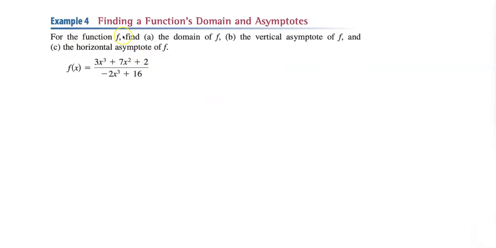Okay, so next one, find the function's domain, vertical asymptote, and horizontal asymptote. So we have this one. We're just going to do this real quick. The domain I'm going to do last, because I have to find the horizontal first. So let's find the horizontal asymptote first. Look at the powers, they're the same. So take the ratio. y equals 3 over negative 2, or just y equals negative 3 over 2. There's my horizontal asymptote.